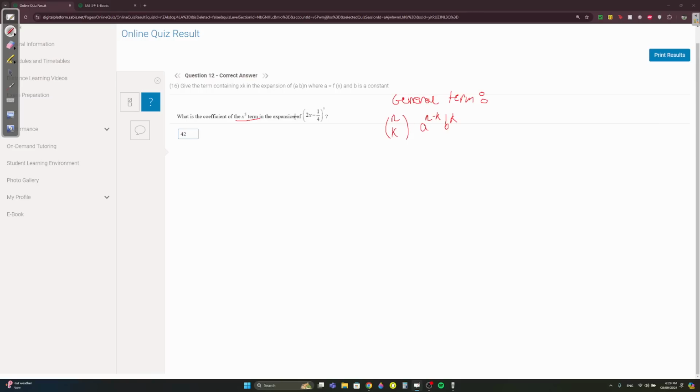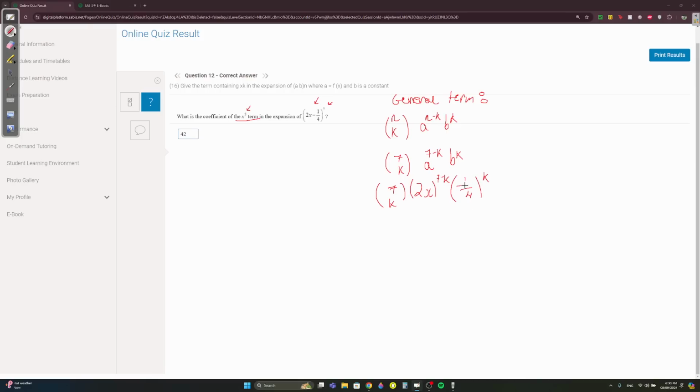And we can just substitute. We know our n is 7, right? So 7Ck, a to the power of 7 minus k, b to the power of k. You can just see what you have in the question. They want x to the power of 5, right? So let's just replace the a and b by 2x and minus 1 over 4. 7Ck, 2x to the power of 7 minus k, minus 1 over 4 to the power of k.